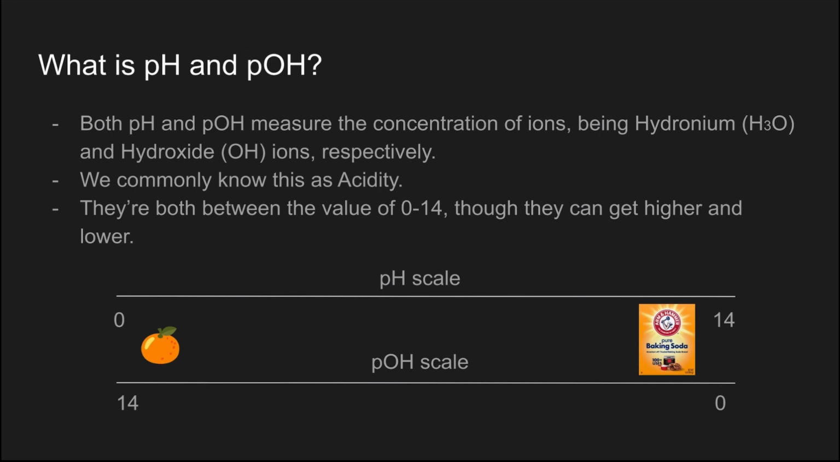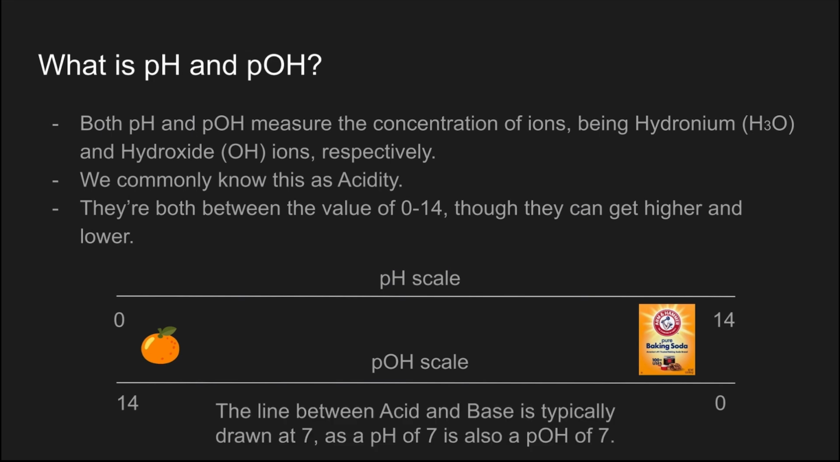The line between acids and bases is typically drawn at 7, as a pH of 7 is also a pOH of 7. We'll get to that later. But right at the middle, that's called neutral, and typically water goes there.